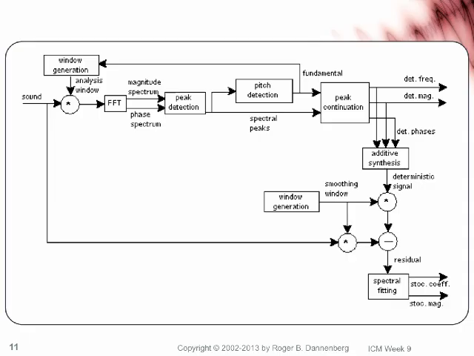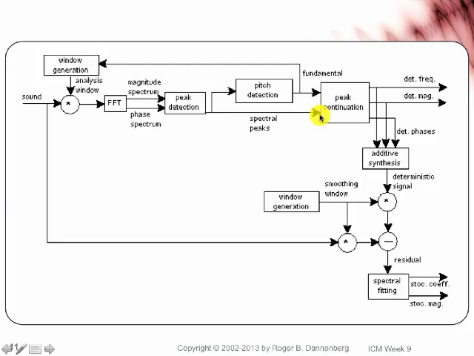This is a picture of what SMS looks like. This is from Xavier Serra. It looks kind of complicated, so let's take this one step at a time. When we do the analysis, sound comes in, and we do a windowed FFT. We'll ignore some details about the analysis and just say we're taking FFTs, we get the magnitude spectrum and the phase spectrum, and we do peak detection on the spectrum. In other words, what's a peak in the spectrum? It means a sinusoidal partial. And from these peaks, we can do pitch detection to figure out the fundamental frequency. And we have a set of spectral peaks.